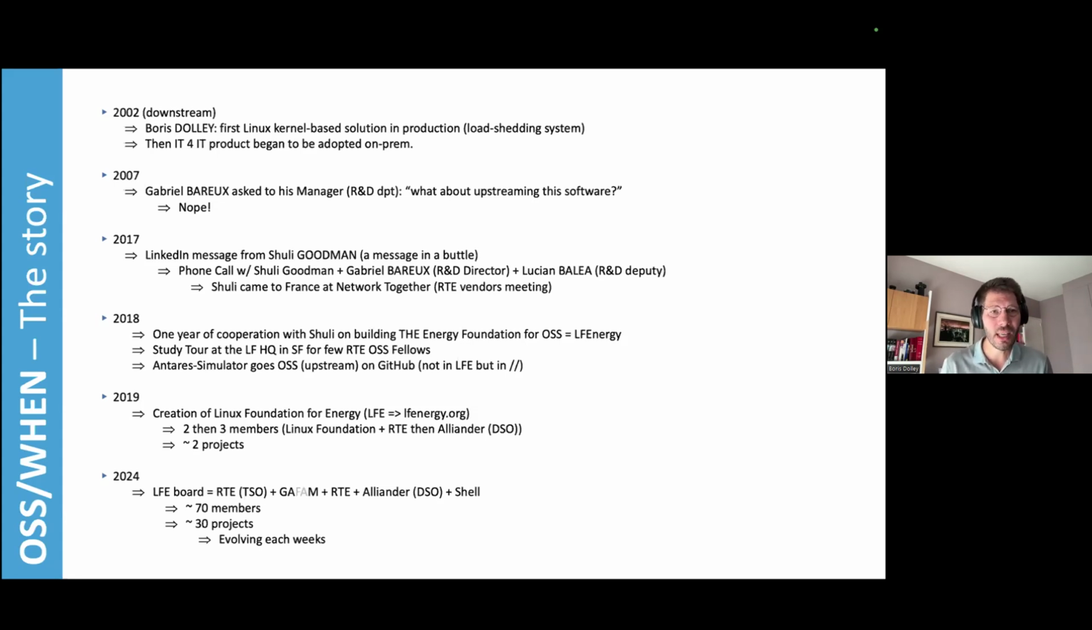So in 2007, Gabriel, who was at the time a simple R&D researcher, asked his boss, on the power grid modeling abstraction, what about upstreaming our own software? And the management said, are you crazy? No way, impossible. And now, as we are speaking, Gabriel is the director of the R&D department.